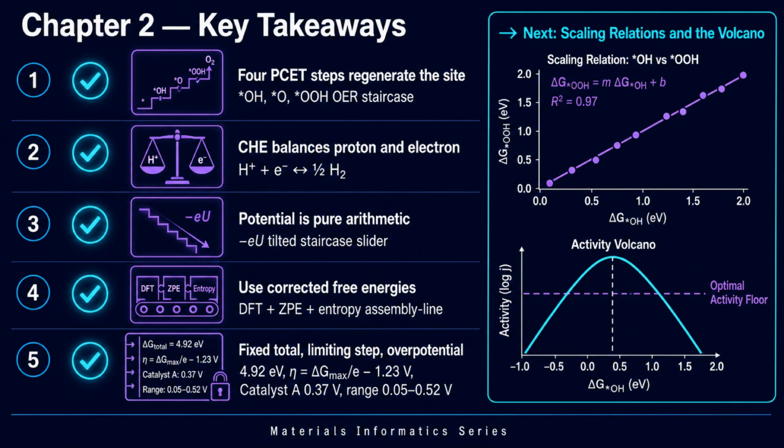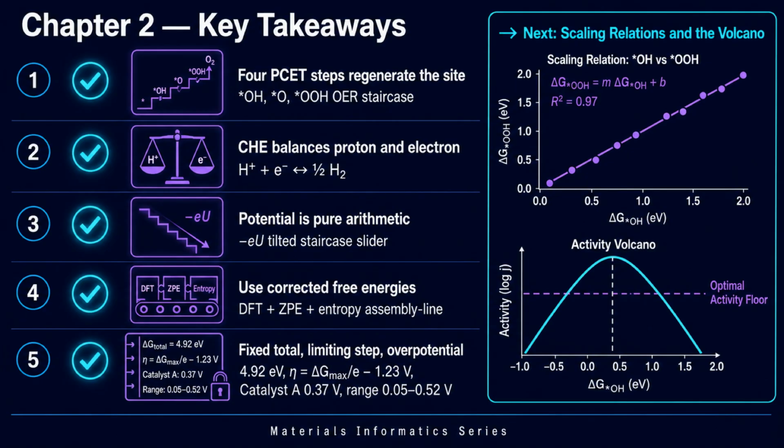Let us recap. Oxygen evolution proceeds through 4 proton-coupled electron transfers via *OH, *O, and *OOH, and they add up exactly to the half reaction. The computational hydrogen electrode replaces the solvated proton and the electron with half of a gas phase hydrogen molecule, and the applied potential then enters as pure arithmetic. The sum rule fixes the total at 4.92 electron volts for any catalyst. The largest step is potential limiting, and our illustrative catalyst A gives 0.37 volts.